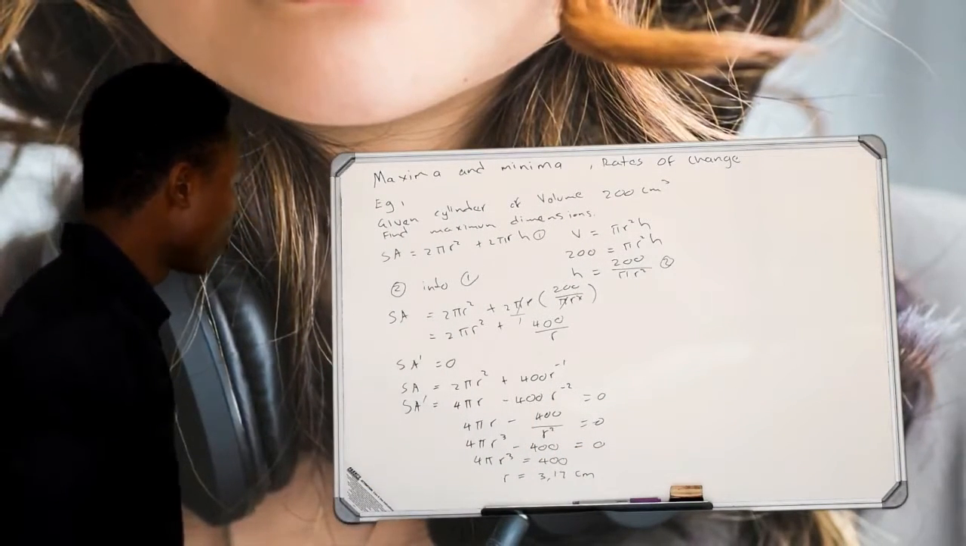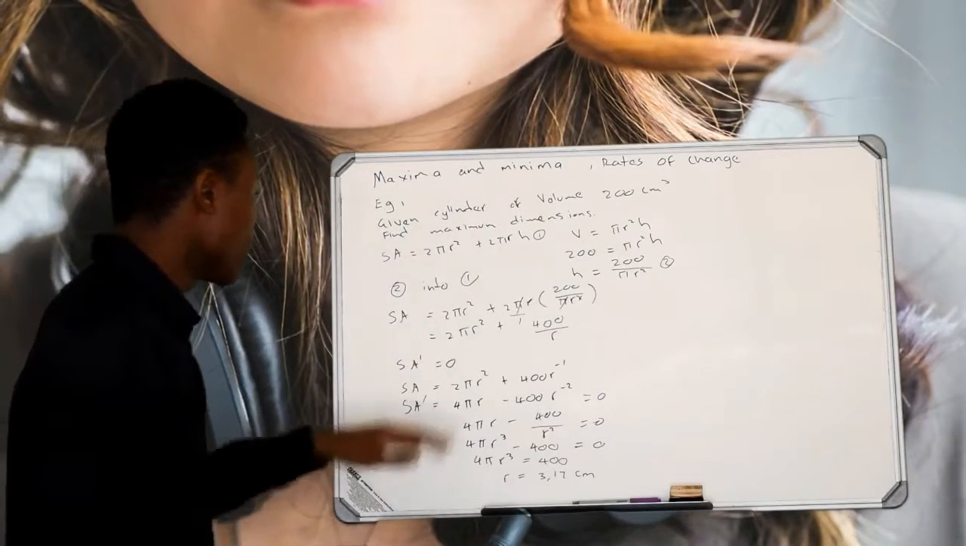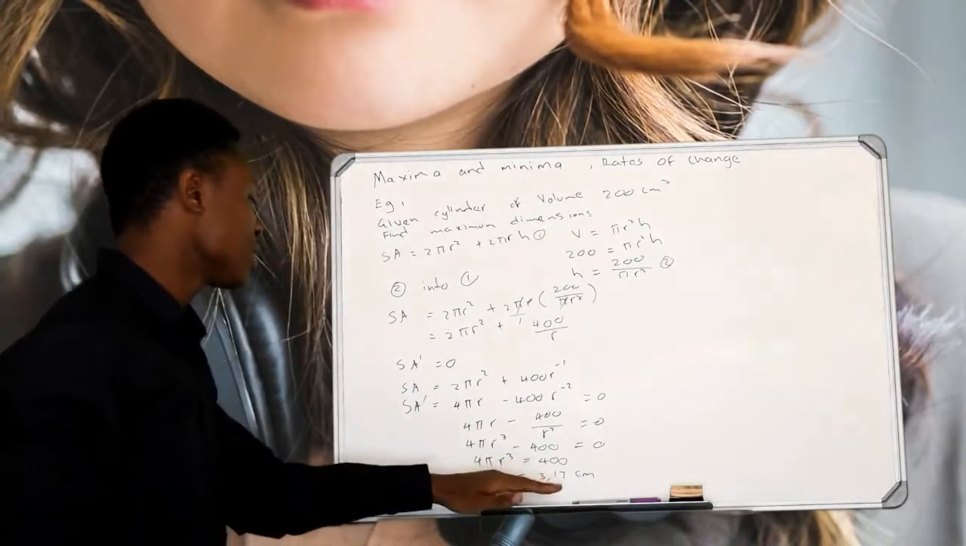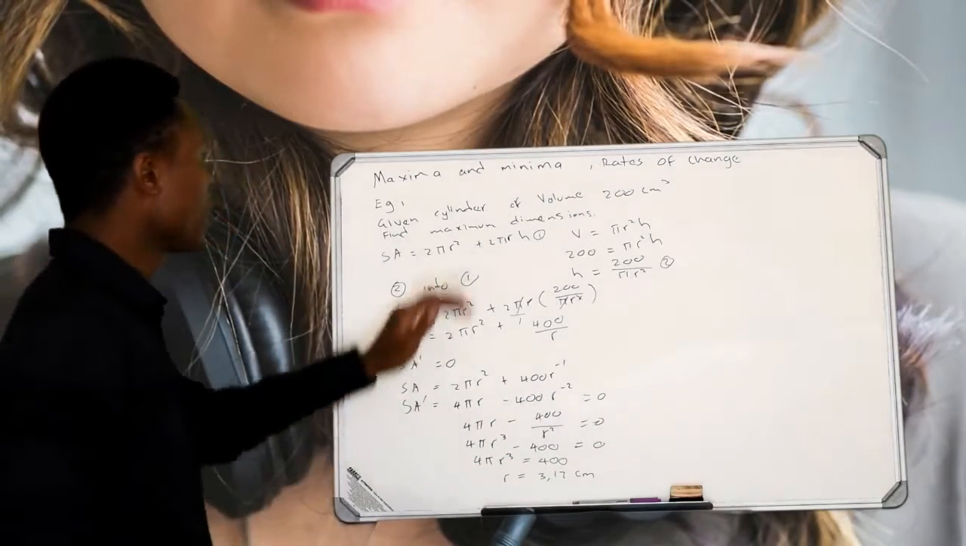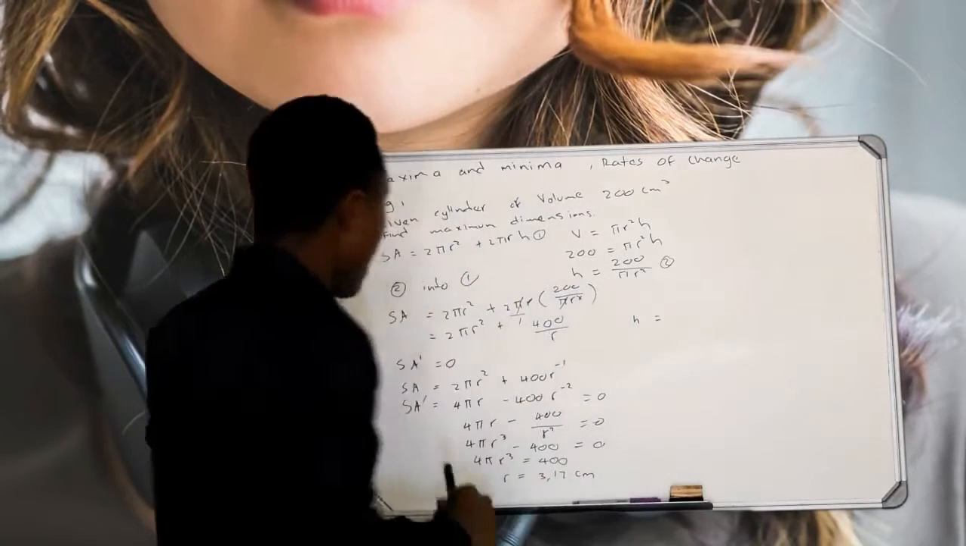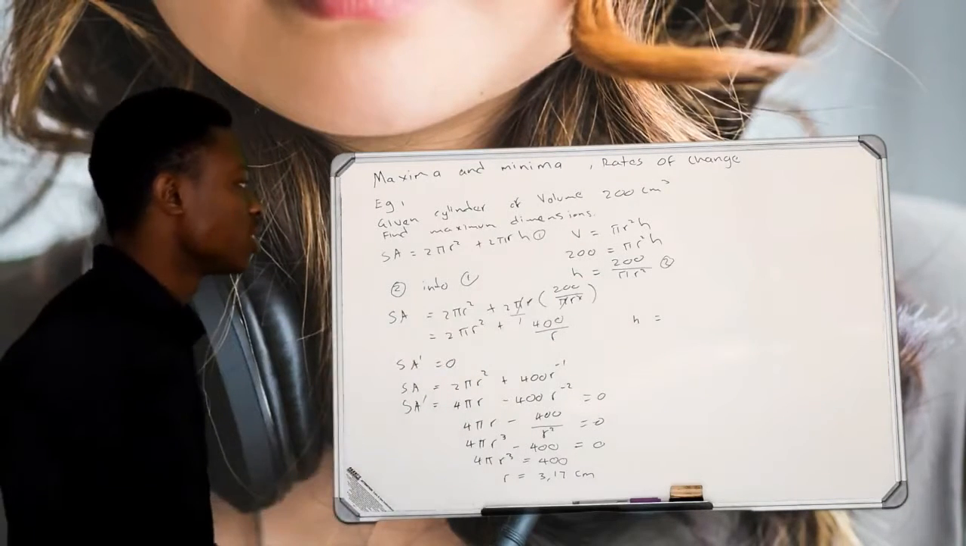So now once I have that, what else can I do? Now I can find what h is, because they say find the minimum dimensions. So this is one dimension, this is just r. I need to find the other dimension, which is h. So h would be equal to, we know the formula of h, right?